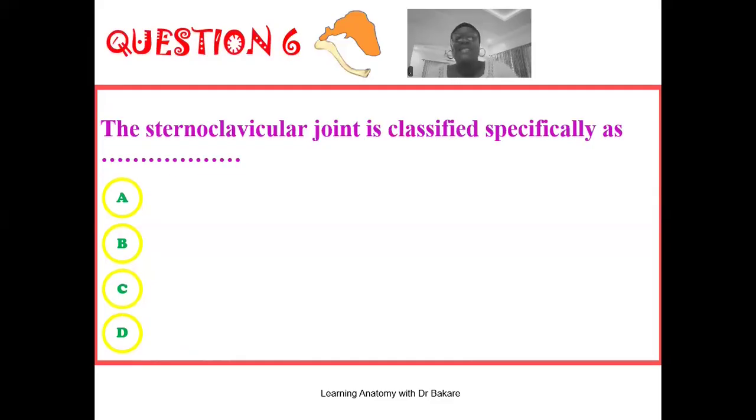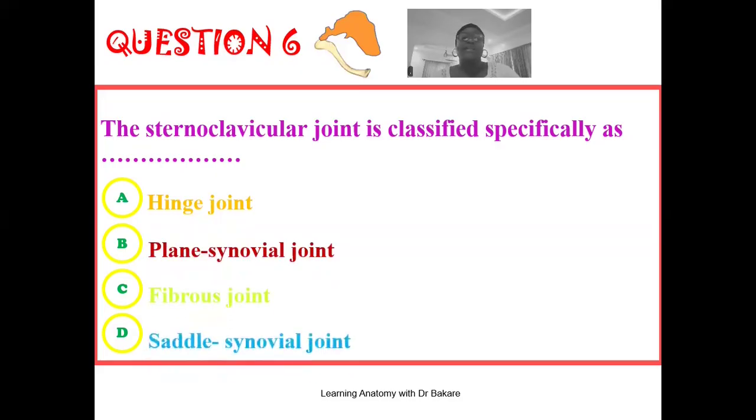Now let's go to the sixth question. And this reads that the sternoclavicular joint is classified specifically as dash. Is it classified as a hinge joint? Is it classified as a plain synovial joint? Is it classified as a fibrous joint? Or is it classified as a saddle type of synovial joint?